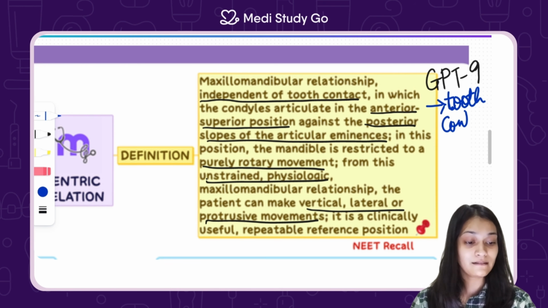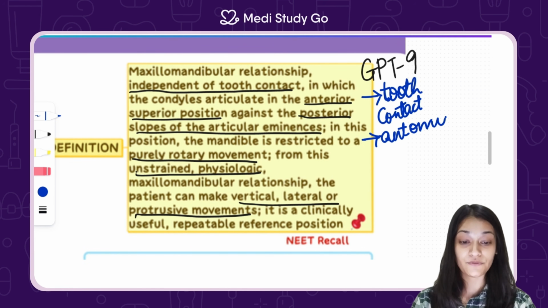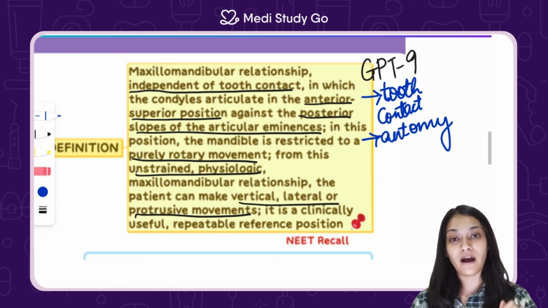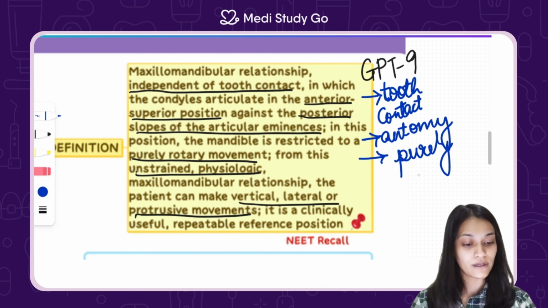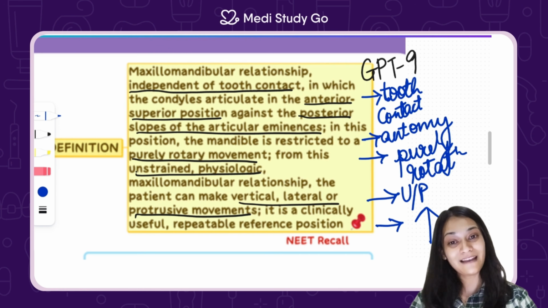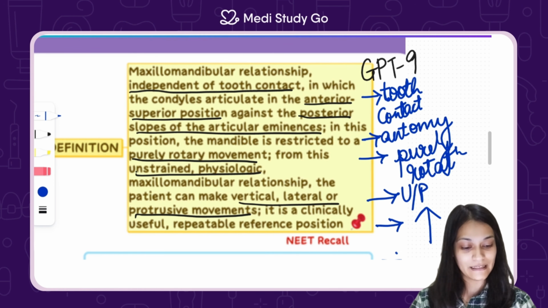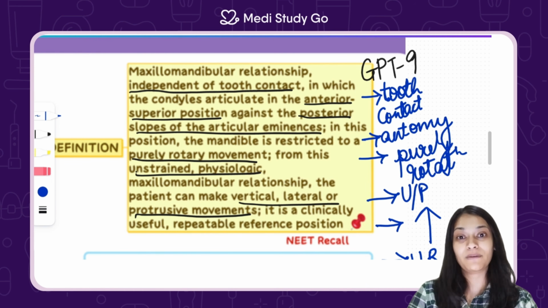Then the next thing that comes into my mind is the anatomy. So what position is it? It is the anterior superior position against the posterior slope of articular eminence. And in this position, the mandible is restricted to which movement? So you talk about purely rotational movement. And from this unstrained physiologic movement, the patient can make lateral, protrusive, and vertical movements, and it is clinically useful and repeatable. So this is all that you need to remember, and when you frame it in a sentence, it will be done.